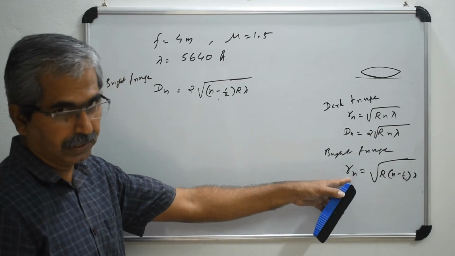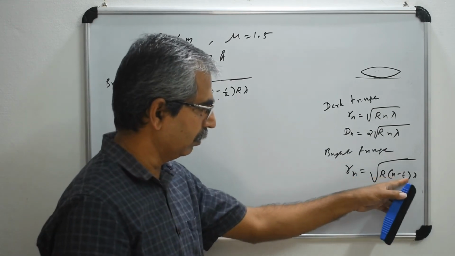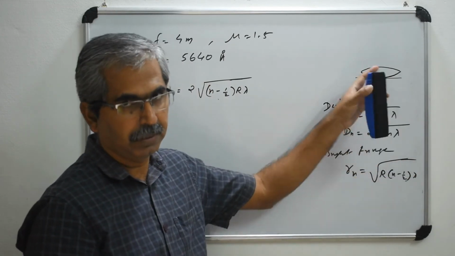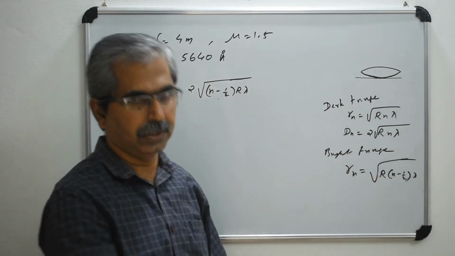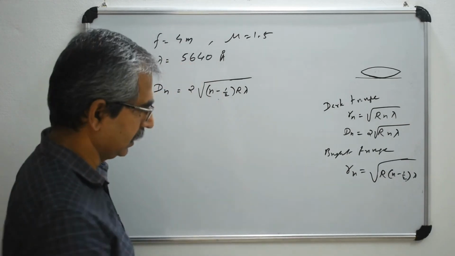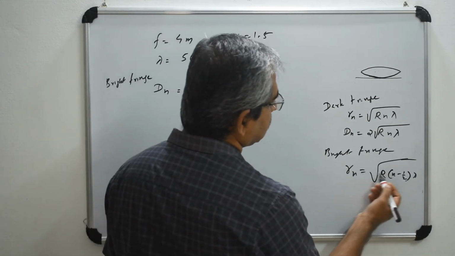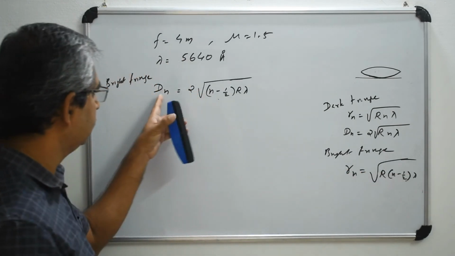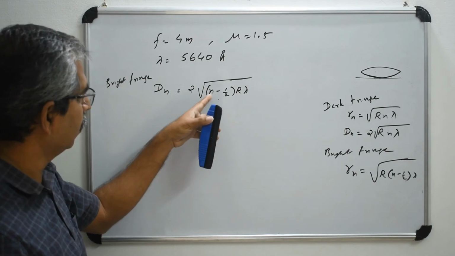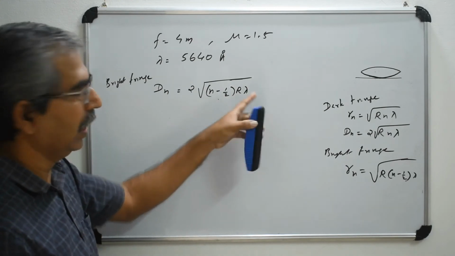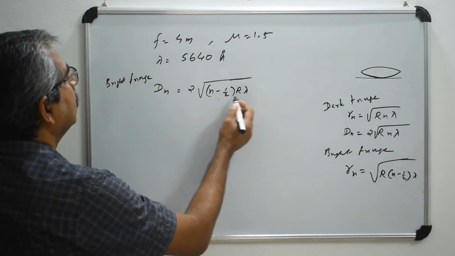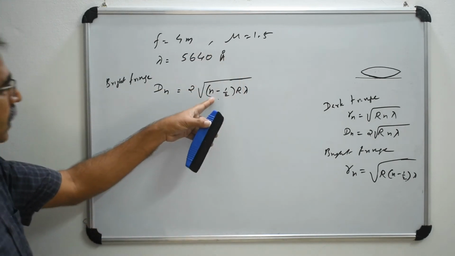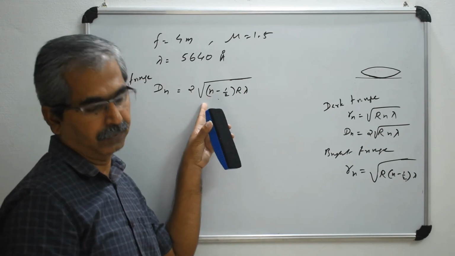So for the first bright ring, r into 1 minus half, that is equal to half lambda. Because half lambda is the path difference that is required, and 2 times that will be for the constructive interference. So Rn squared is equal to r into n minus half into lambda. The diameter is 2 into square root of n minus half into r into lambda.